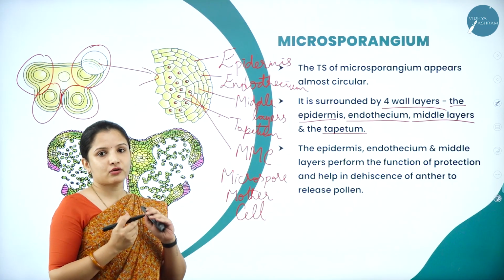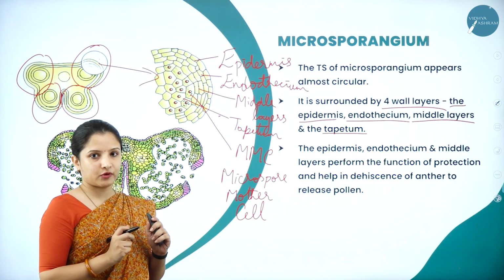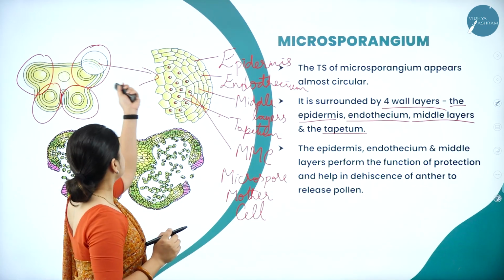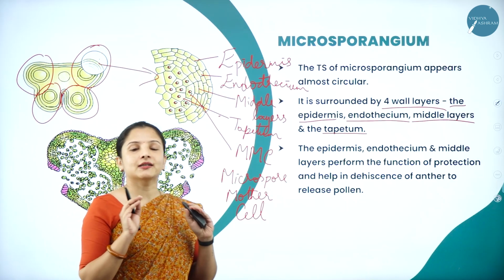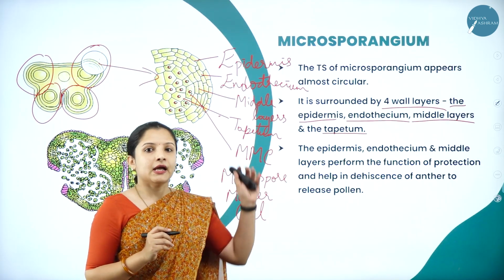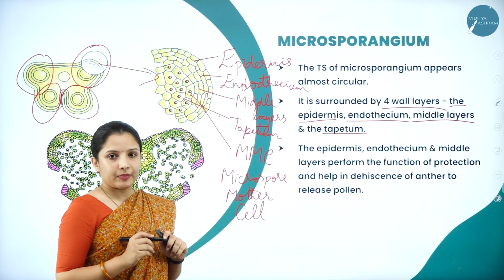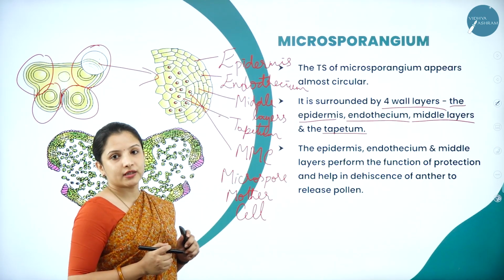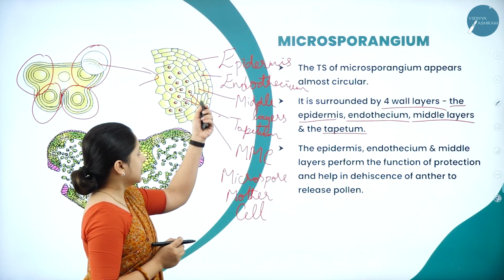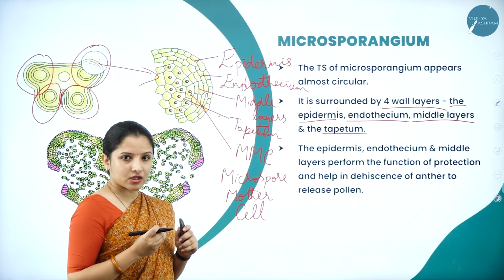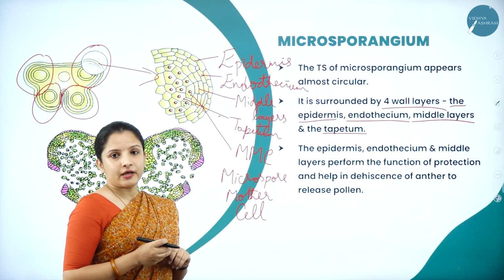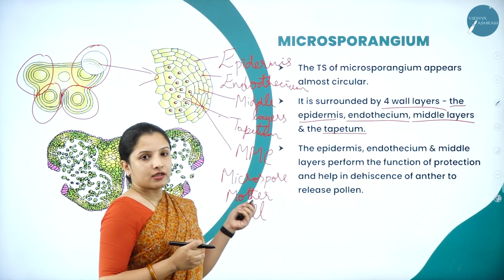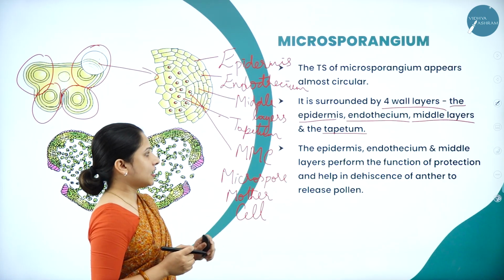When you take a cross section of the anther, you find the microsporangium. When you observe the microsporangium under the microscope, you can see that it has 4 corners. That is why it is called tetragonal, and it is covered by 4 wall layers. The outer wall layer is the epidermis. The inner wall layer is the endothecium. Inner to the endothecium, you have the middle layers, and inner to the middle layers, you have the tapetum.